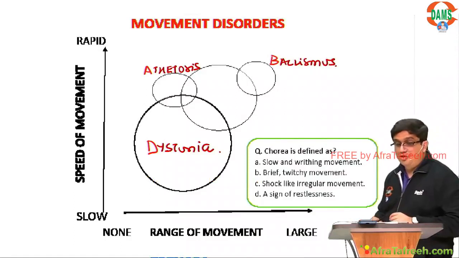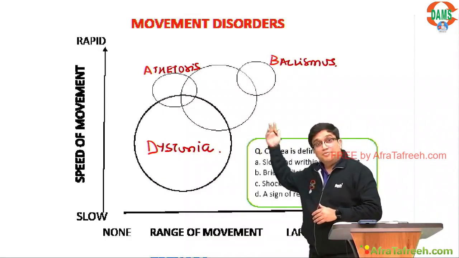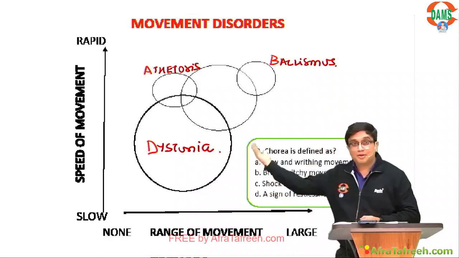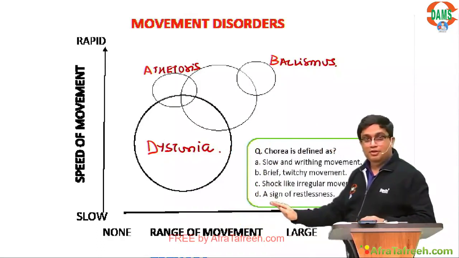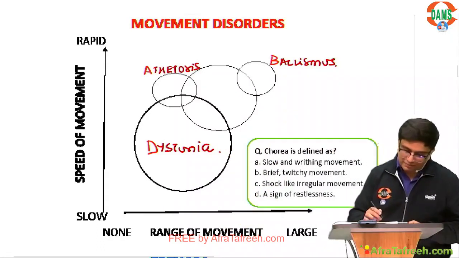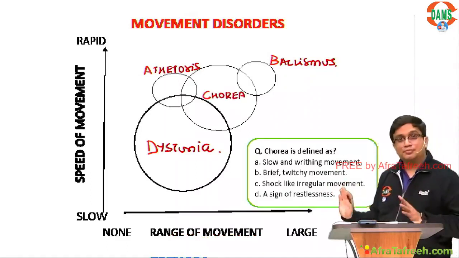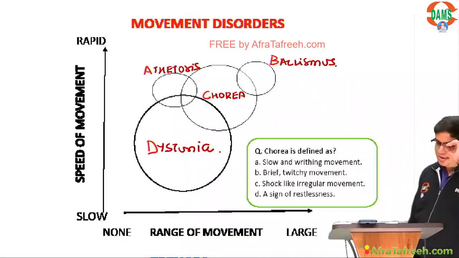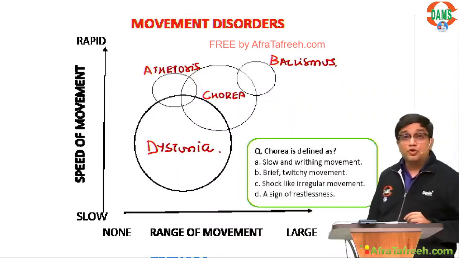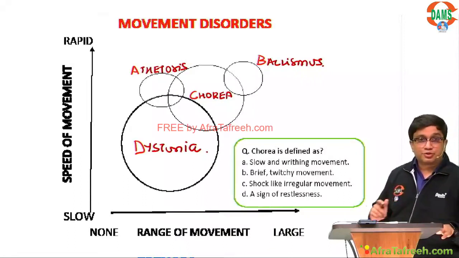Now the range of motion is not that large as ballismus, but the movement is still very rapid. Yeah, this you are thinking about what? The chorea. So that's a quick summary of the movement disorders that we have got with us. Okay, now let's try to answer this question. Chorea is defined as slow writhing movement. The word writhing means slow sinuous movement, very slow, that's athetosis.